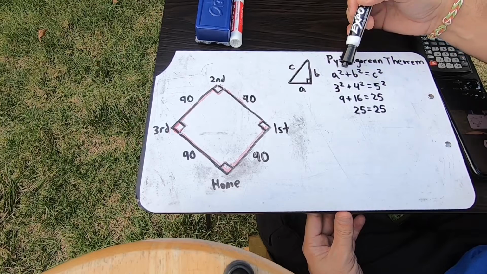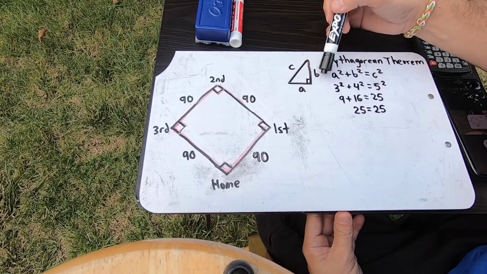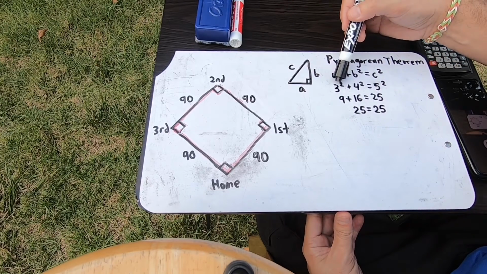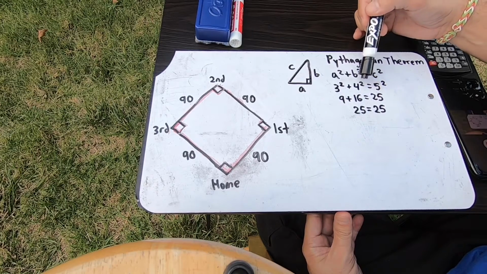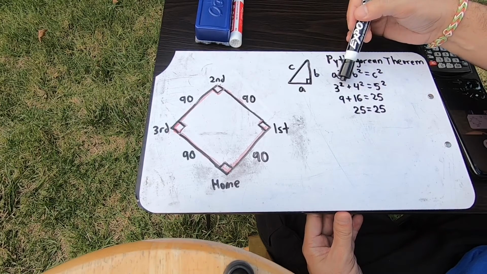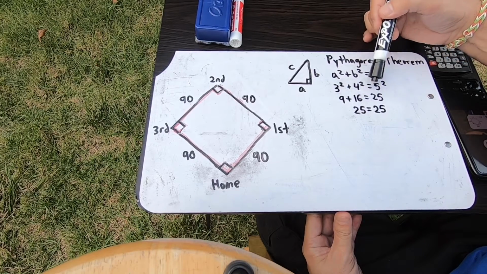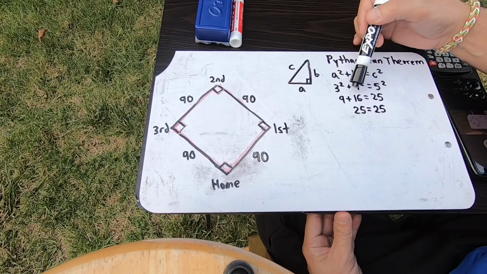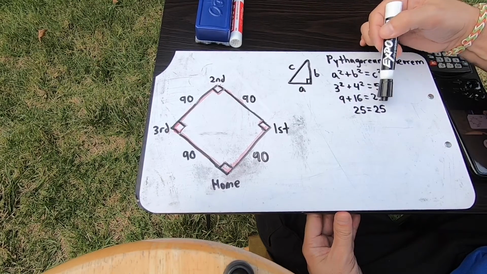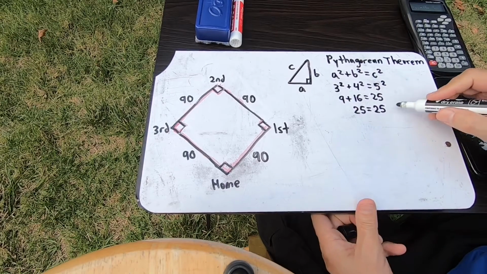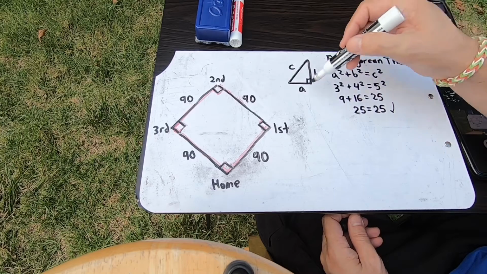So let me give you an example of a right triangle. A, B, and C could be 3, 4, and 5. Let's see if that works. 3 squared plus 4 squared equals 5 squared. So 3 squared would be 3 times 3, which is 9. 4 times 4 is 16. 5 times 5 is 25. And let's see if that comes out right. 9 plus 16 is 25, equals 25. So that works out, right? So the Pythagorean theorem works for a 3, 4, 5 triangle.